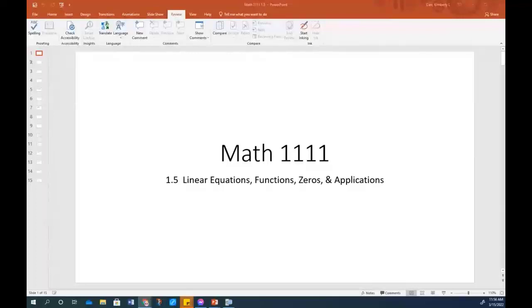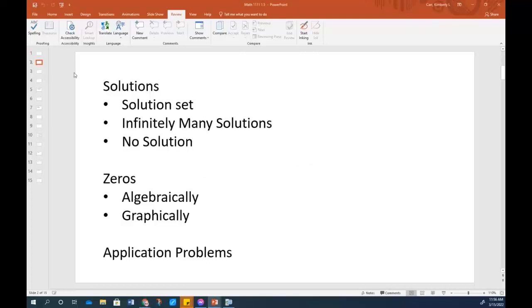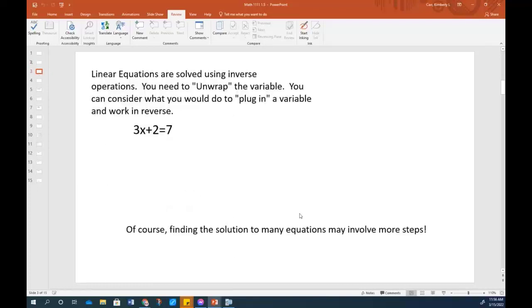Hello, this lesson is about linear equations, functions and zeros, and applications. Solutions have terms which says solution set, and we could have infinitely many solutions or we could have no solutions. And then we're going to solve zeros algebraically and graphically, and then we'll look at our word problems. So this is just taking you through the order that we're going to look at these particular issues. First of all, let's get going with our solutions.